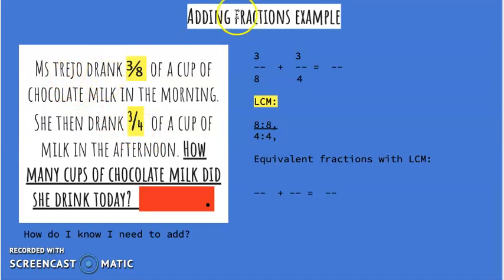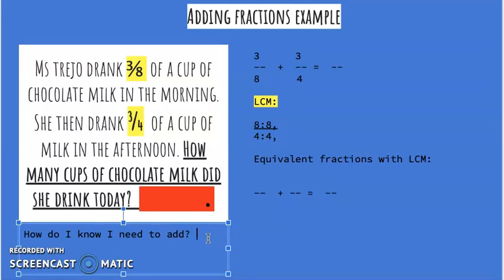This example is adding fractions. Ms. Trejo drank 3/8 of a cup of chocolate milk in the morning. She then drank 3/4 of a cup of milk in the afternoon. How many cups of chocolate milk did she drink today? So how do I know that I need to add in this problem, or that adding will give me my answer?